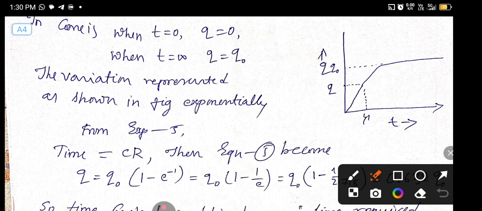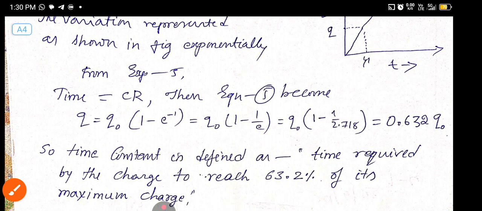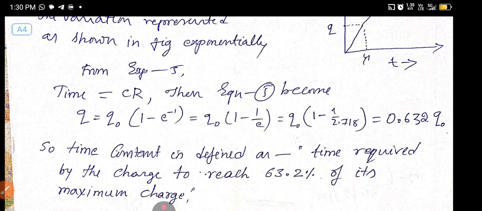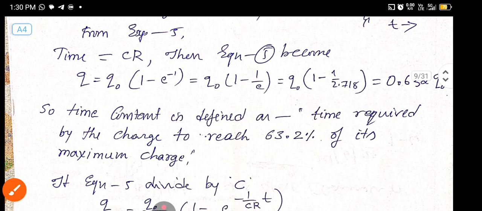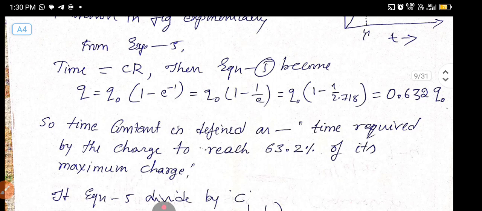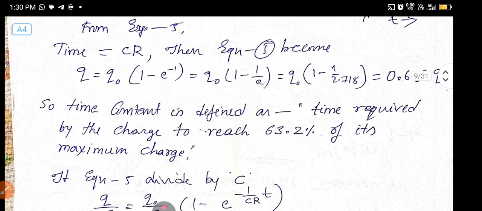Here the time constant is the product of capacitance and R, called the time constant in a CR circuit, denoted by tau. The time taken for Q to reach 0.632 Q naught, that is 63.2 percent of its maximum charge, is called the time constant. If the charge reaches 63.2% of its maximum charge, the time required is called the time constant here.